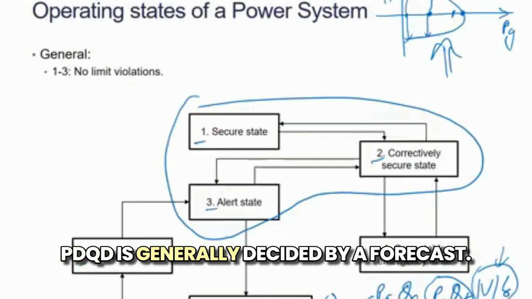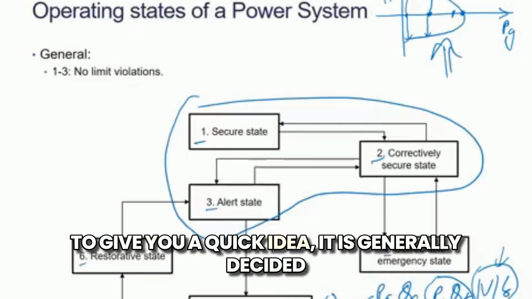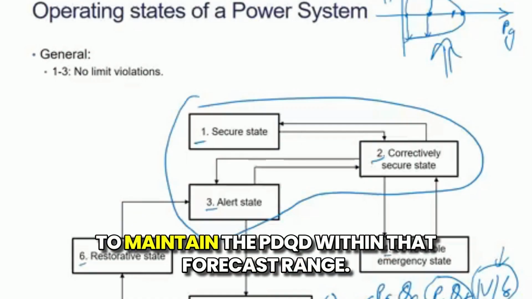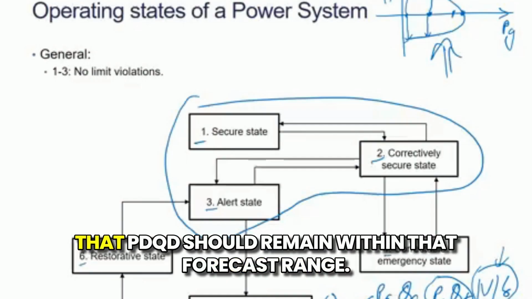PD QD is generally decided by a forecast. There are many factors obviously, but just to give you a quick idea, it is generally decided by a forecast, and whatever the forecast is, we have to maintain PD QD within that forecast range. The forecast will also give you a small range, and we expect that PD QD should remain within that range.